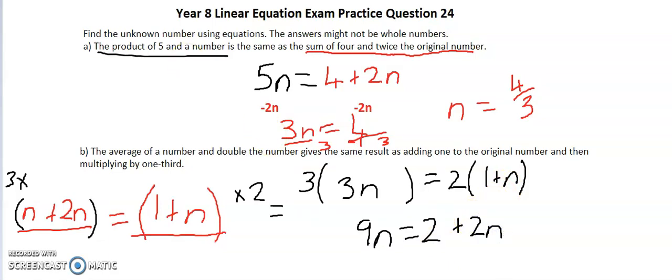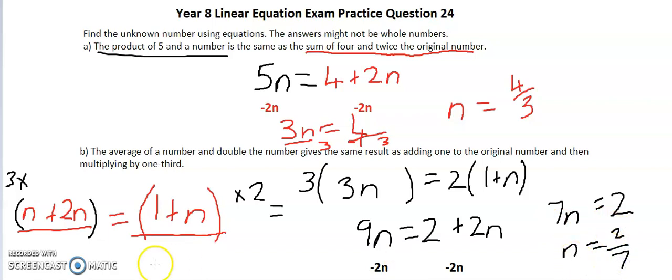To get n onto one side, I'm going to take 2n away. So I'm going to take 2n from this side, and I'll take 2n from this side. That leaves me with 7n is equal to 2. Now, with n, I want to get 7 gone, which means I'm going to divide by 7. So I'm going to divide both sides by 7, and that will give me n is equal to 2 over 7.